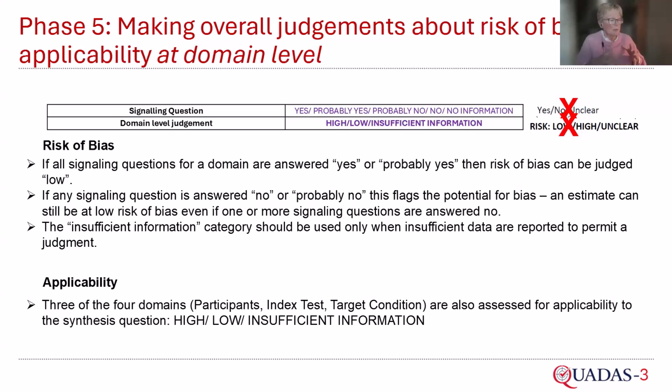And the same applies to applicability, where there are not signalling questions, but we judge each domain, 3 of the 4 domains, I should say. So the participants, index test and target condition as being at high or low applicability concern, or there's insufficient information to judge this. And I'm just going to give a couple of examples to show how we might combine signalling questions to come to a domain level judgment.